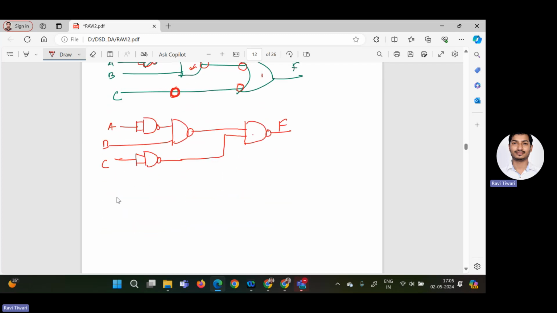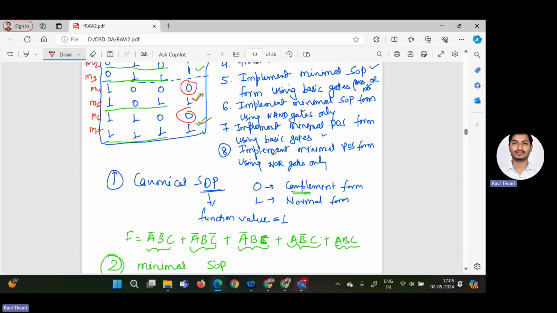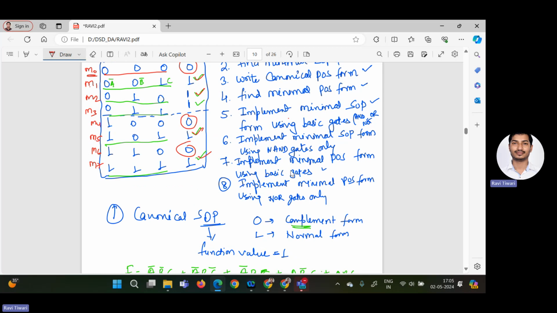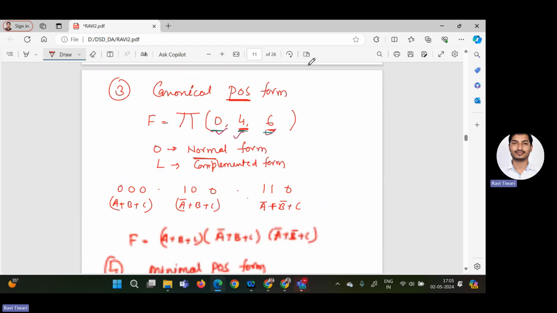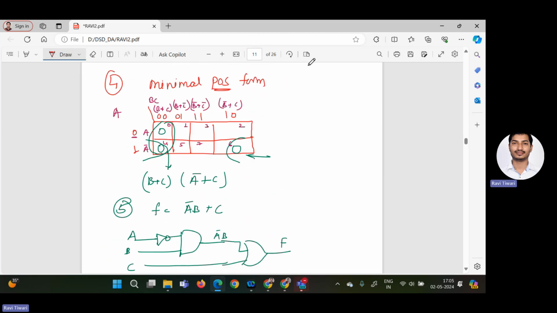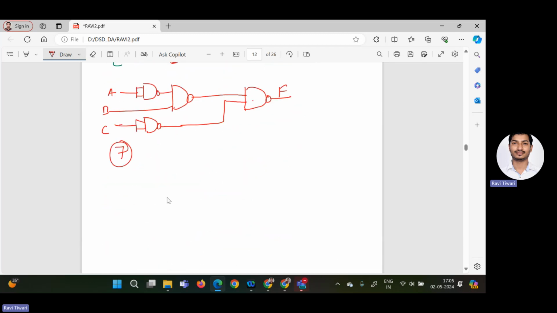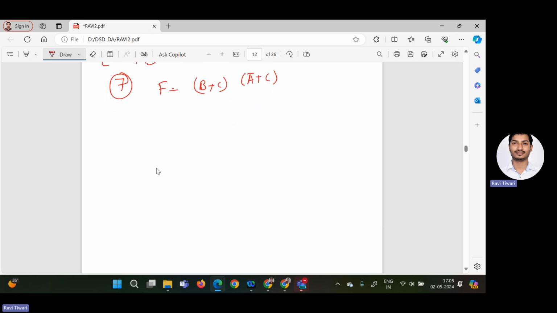Now we will see the seventh part. In the seventh part, you have to implement the minimal POS form of the function by using the basic gates. So what is the expression we got in the fourth step? That is the minimal POS form, B plus C, A bar plus C. So we got the function F equals B plus C and A bar plus C, that we have to implement by using the basic gates.